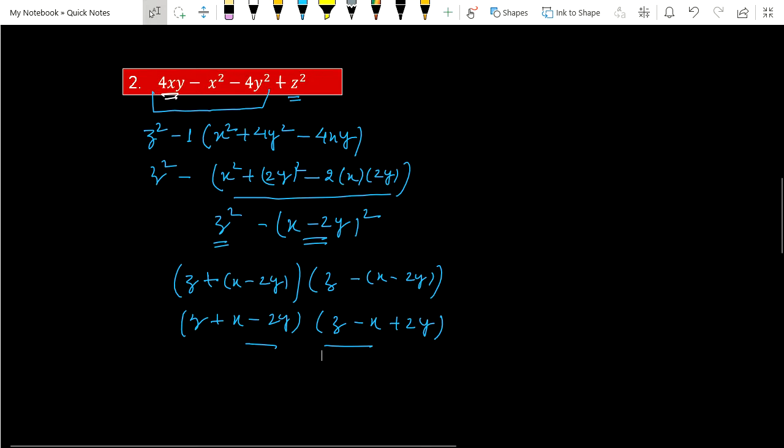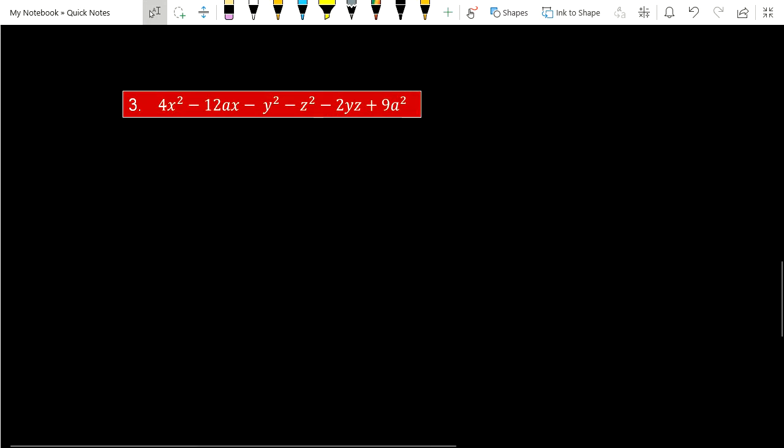Now we can move to the third example. In this example we are finding two hints. First hint is 12ax. 12ax gives us the hint that we have to collect the terms which include x and a. Second hint is 2yz. We are finding here 2yz is a term. This hint provides us that we have to collect the terms including y and z.